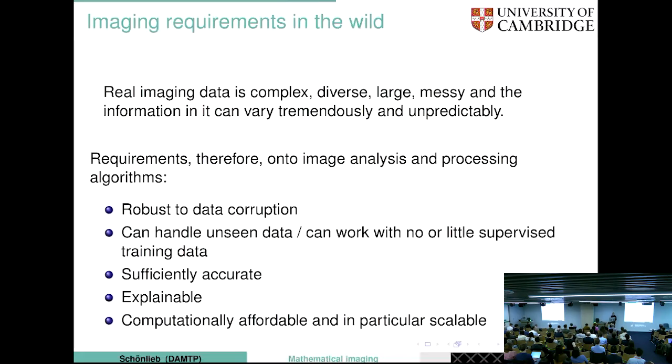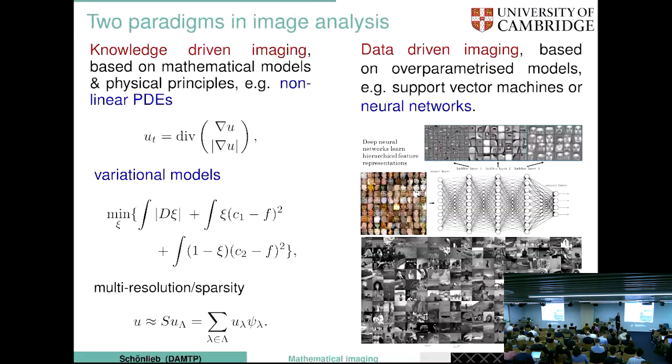We want to be able to handle unseen data, to have almost zero training data, and still be able to be accurate and explainable as well as affordable. And effectively all of these issues have been a limiting factor for actual adoption of AI in anything real world, beyond looking at chatbots.